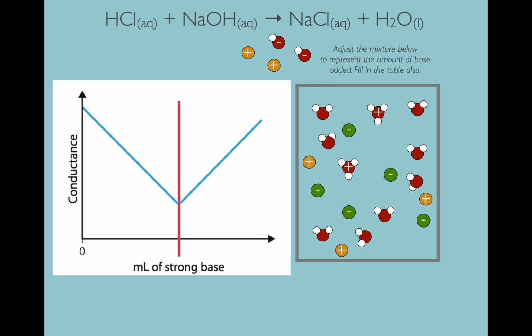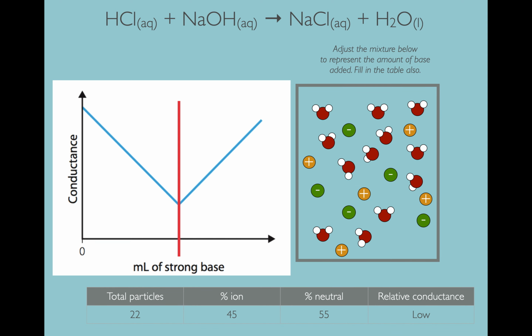As I go along, I'm going to add in 2 more molecules of sodium hydroxide here, and they react with the last 2 hydroniums, and I've got this equivalence point. I have neither my sodium hydroxide or hydrochloric acid in excess, I only have salt and water. So out of the 22 particles, I've got 45% as an ion. I've only got the sodium pluses and the chloride minuses, so it has a relatively low conductance. But notice it's not 0 because I still have the salt left over that's soluble. Okay?